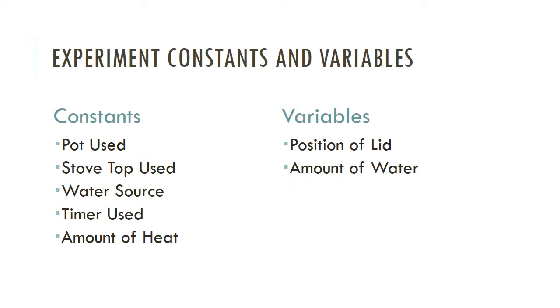For our experimental constants, we decided on the pot used to heat the water and the stovetop we were using. The water source was the sink, not purified water. The timer and the person timing were consistent, and the amount of heat, the stove set on high, was kept constant. The two variables we chose to test were the position of the lid and the amount of water in the pot.